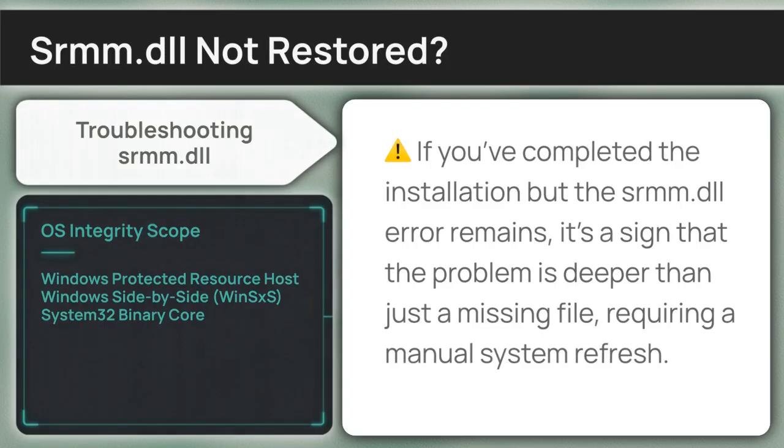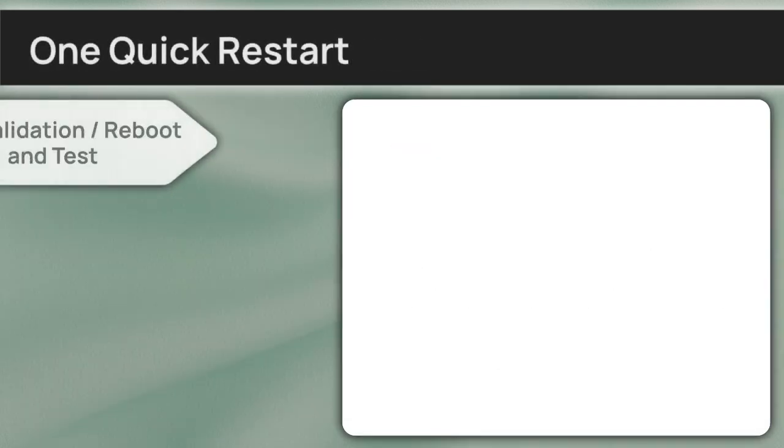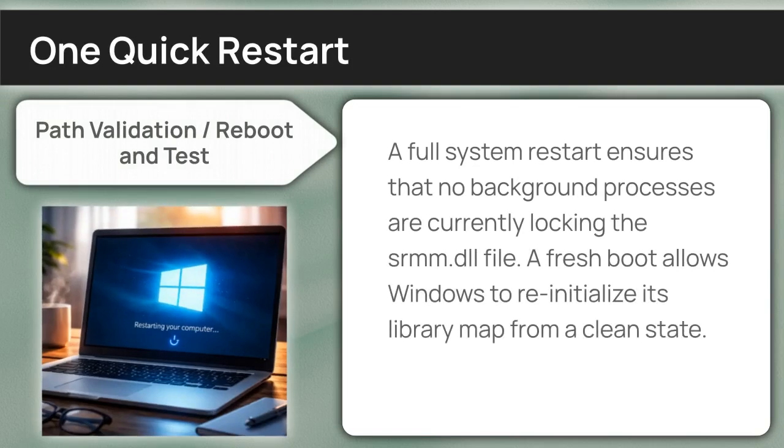When the primary installation path fails, a more surgical approach to checking your system's environmental variables is required. If your system has been running for an extended period, a reboot might be necessary to resync your background processes and clear any temporary locks on the Srmm module file.